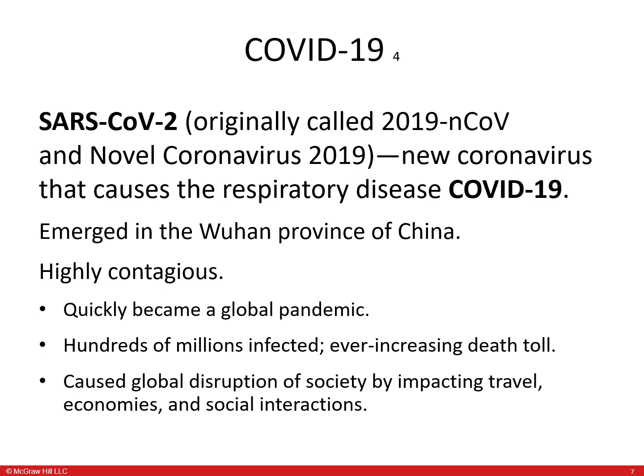Now, this one we are actually quite familiar with since we recently experienced it. SARS-CoV-2 was a new form of coronavirus that causes respiratory disease. We think that it emerged in the Wuhan province of China. It was highly contagious, and it quickly became a global pandemic. It infected hundreds of millions of individuals around the world, and also caused a lot of deaths. It caused global disruption of society by impacting travel, economies, and social interactions. I think all of us are quite familiar with this one since it basically disrupted our lives.